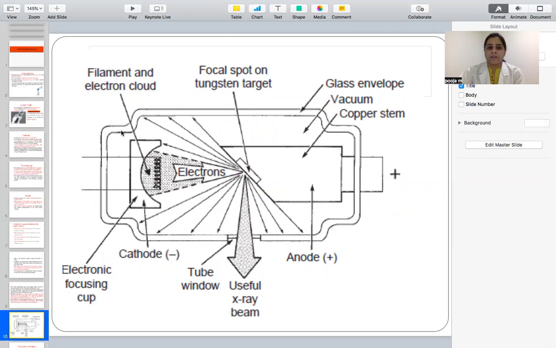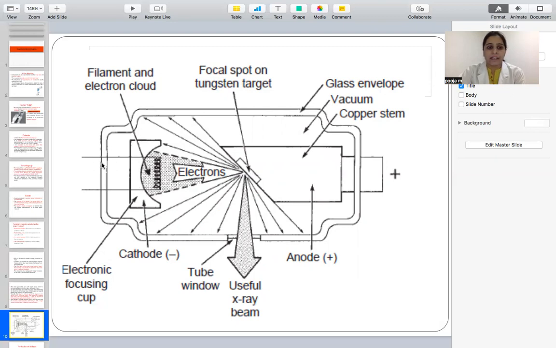So in brief, that is this picture which shows the components of your X-ray tube or X-ray machine. In this picture, you can see this is your cathode and this is your anode. Okay, and this is your glass envelope. Your cathode contains two components, that is your filament and a focusing cup.